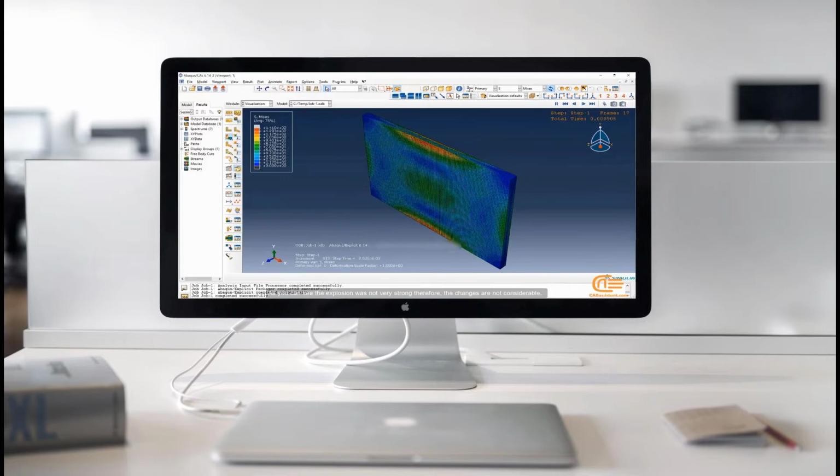As you can see, the explosion was not very strong. Therefore, the changes are not considerable. In fact, the explosion raised stress to 141 Pascal.